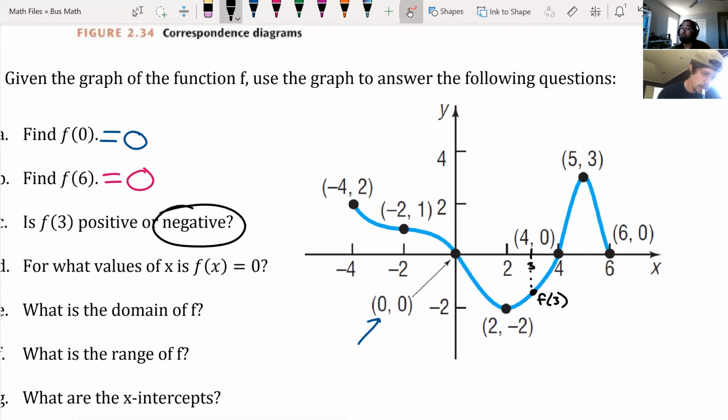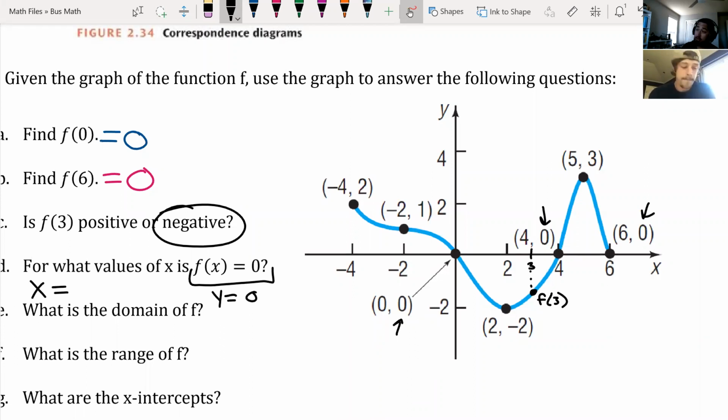And now, D, for what values of x is f of x equals 0? So now this is asking the question backwards. This is saying that when y is 0, what are the values of x? So look at the graph and find where y is equal to 0. We have y at 0 there, there, and there. So what are the x values associated when y is 0? 0, 4, and 6. There you go.